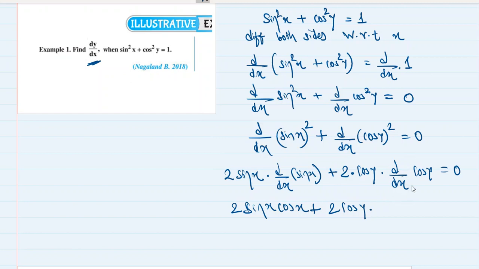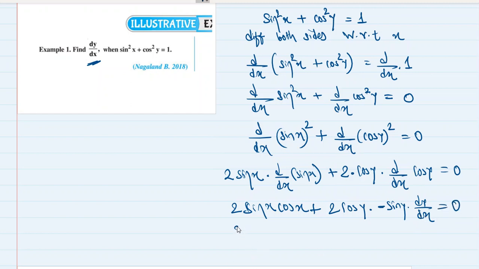multiplied by d by dx of cos y, which is minus sine y. But wait, here the variable is y, so you also have to do this one formality and write dy by dx. Whenever you are doing implicit differentiation, which we are going to learn, remember that whenever your variable is not in terms of x and you are differentiating with respect to x, you have to write dy by dx at the end of your differentiation. So cos y is differentiated as minus sine y multiplied by dy by dx as a formality, and here you go.